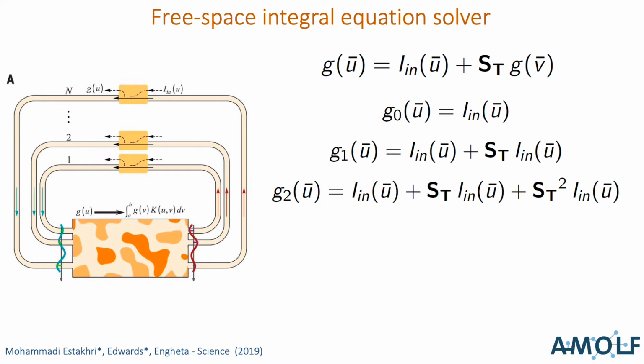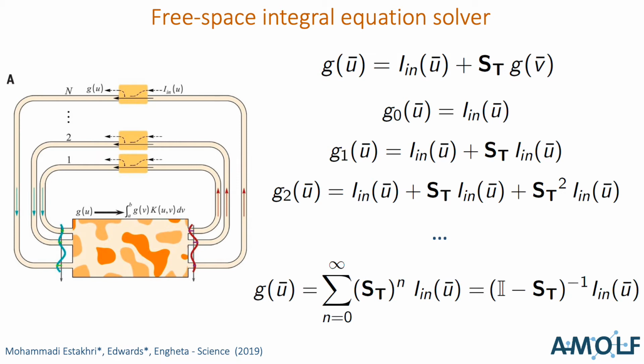Now if we repeat the procedure, we can obtain an even more refined guess. We call it g of 2, and you can see here that we're starting to build up a series. This is actually called the Neumann series, and it's a generalization of the geometric series for operators. The solution G is the sum of the series, and it's the inverse of the identity matrix minus the scattering matrix. So basically this system computes the inverse of a matrix in an analog fashion.